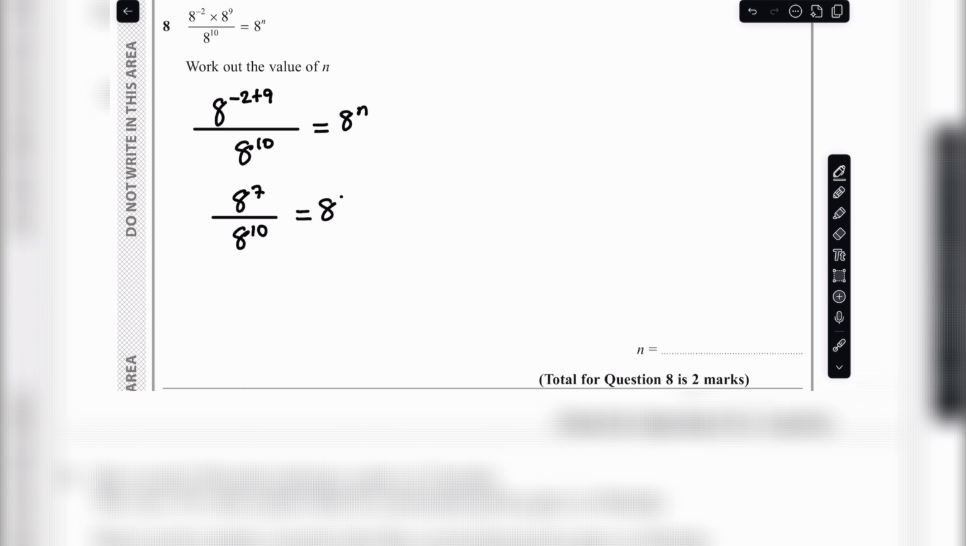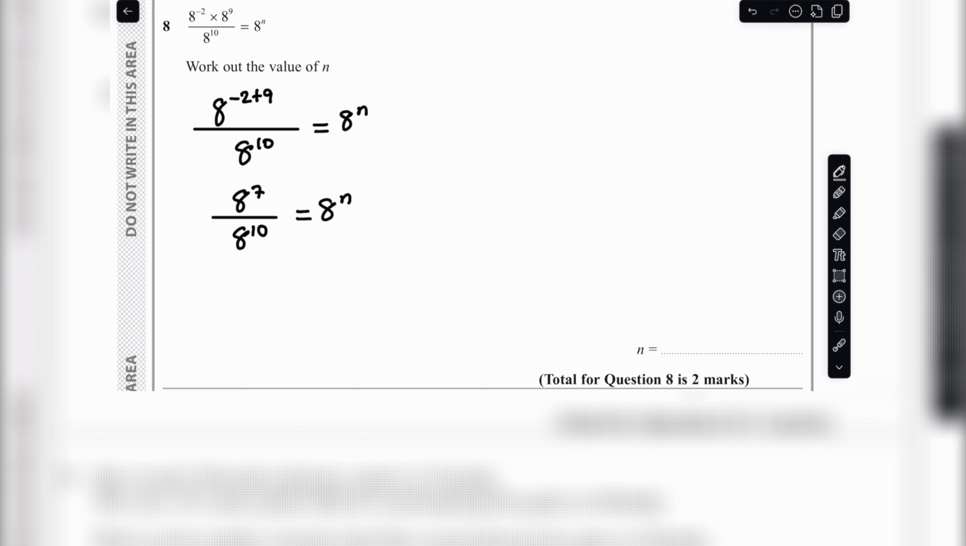In question 8, we are told to work out the value of n. So whenever you multiply two indices with the same base, you have to add their powers. So the numerator can be written as 8 to the power of minus 2 plus 9, and we'll divide that by 8 to the power of 10 and set that equal to 8 to the power of n, and that simplifies to 8 to the power of 7 divided by 8 to the power of 10, and that equals 8 to the power of n.